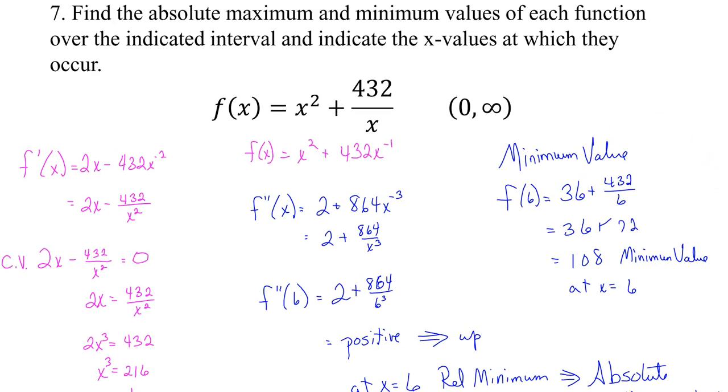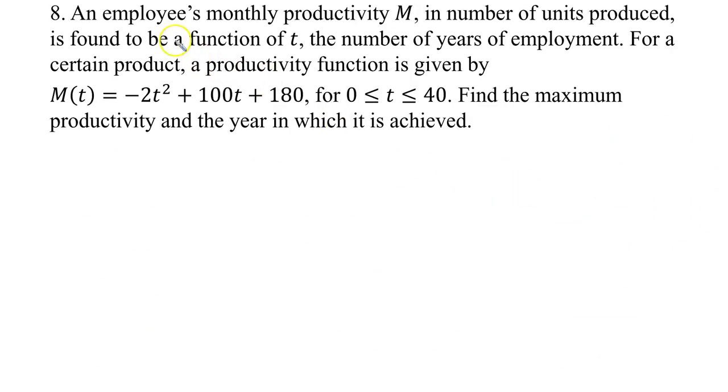All right, one last problem in this set. An employee's monthly productivity, M, in the number of units produced is found to be a function of time, the number of years of employment. For a certain product, a productivity function is given by this function here, for t is 0 to 40 years. 40 years of employment, I guess they usually figure you retire. Time is not going to be less than 0. So we want to find the maximum productivity and the year in which it is achieved.